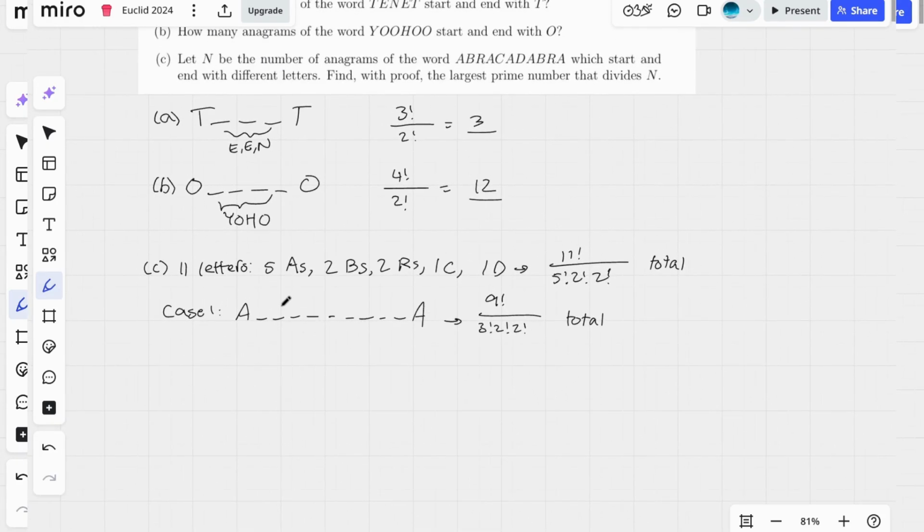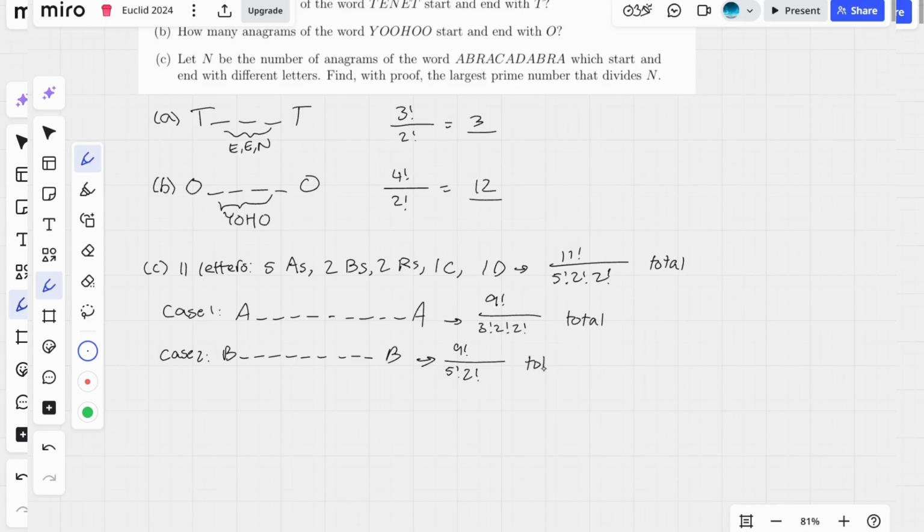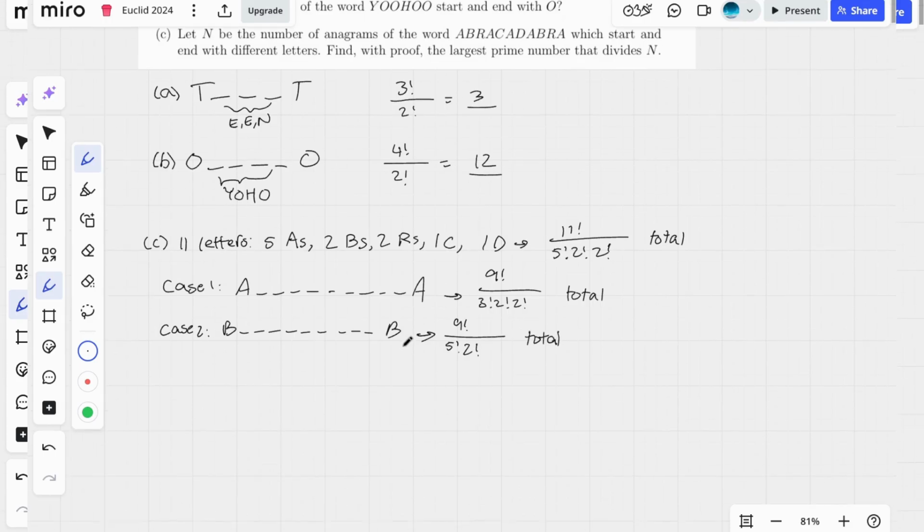ways for your anagram to start and end with A. So case 2 would be it starts and ends with B, so B, 1, 2, 3, 4, 5, 6, 7, 8, 9, not A, sorry, B. And then for this, your numerator would still be 9 because you still have 9 letters remaining. And then your denominator, you have 5 A's remaining, you have no B's, you have 2 R's, and then 1 C, 1 D, which you also don't have to write. And so that's 9 factorial over 5 factorial times 2 factorial total.